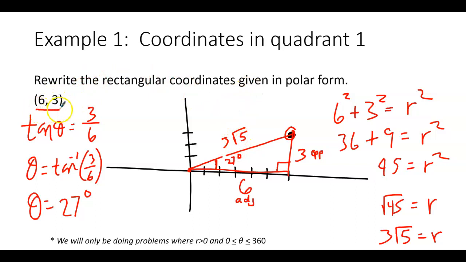I have my rectangular coordinates here. So what are the polar coordinates? The polar coordinates are the length of the hypotenuse first. That's how far the dot is from the origin, followed by the degrees it is rotated from the x-axis, which we just found here is 27 degrees. Okay, so these are my polar coordinates.